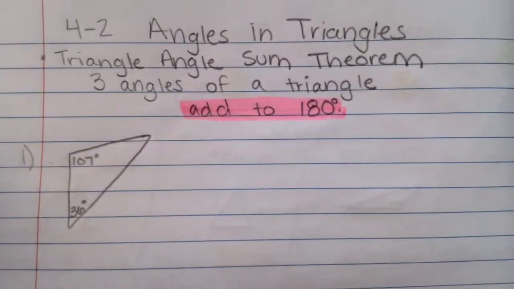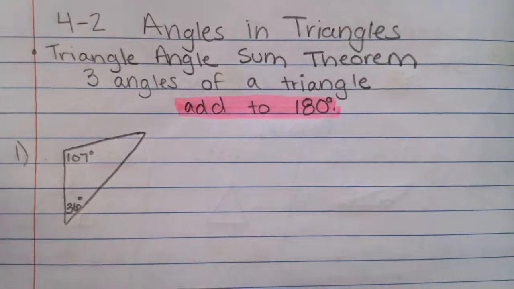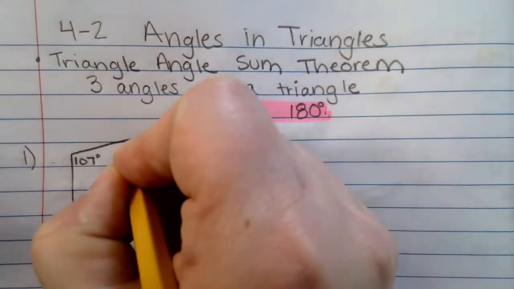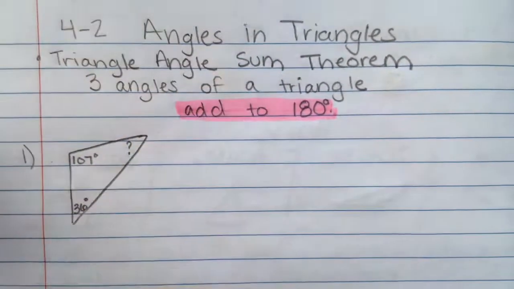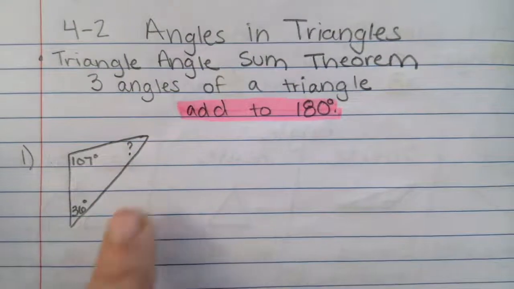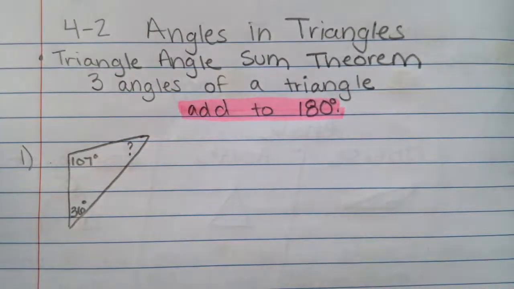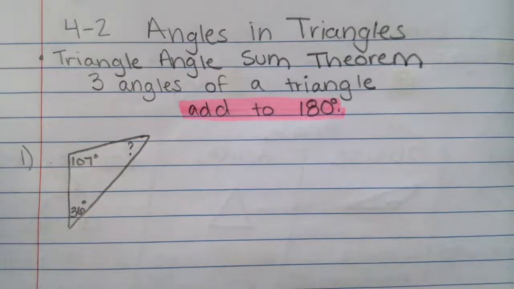Our goal is to find this missing angle. What is the last one that we're missing? So I'm going to put a question mark there. Now, usually we would put like an X there or a number, but on your practice today, there's a couple where they have question marks, so we're just doing that question mark. That's our goal, is to find out that missing angle.